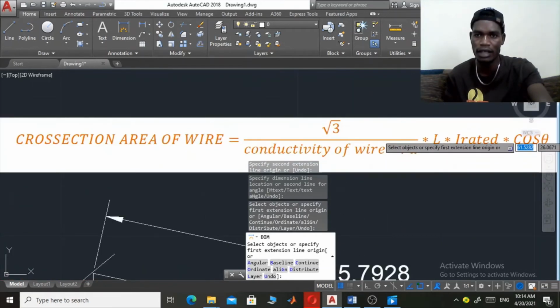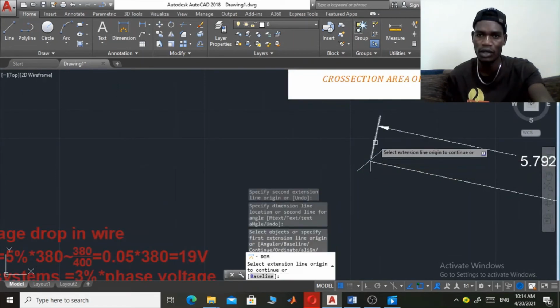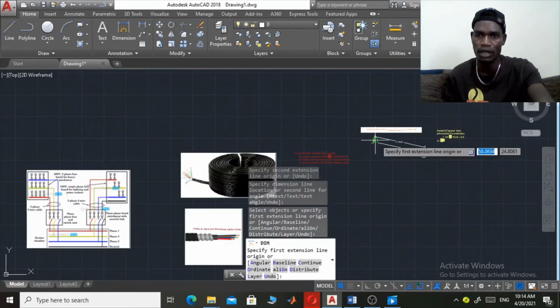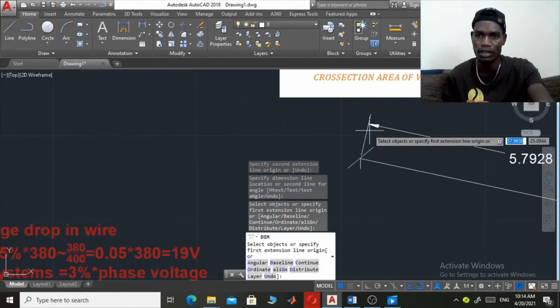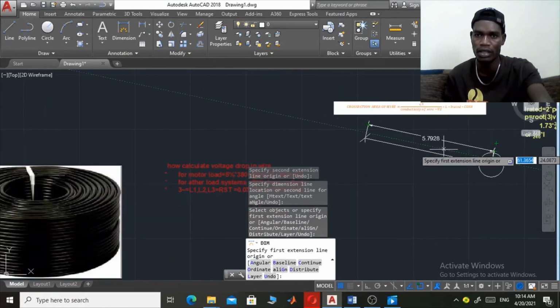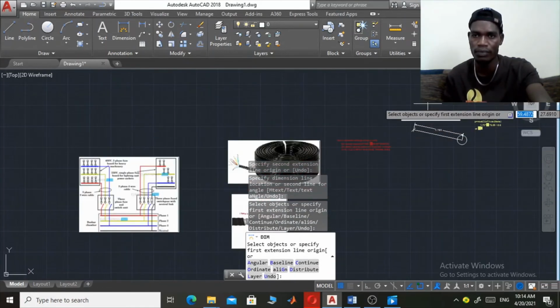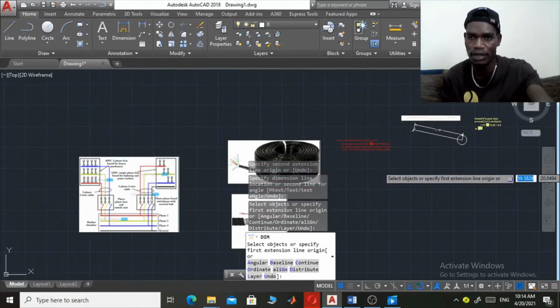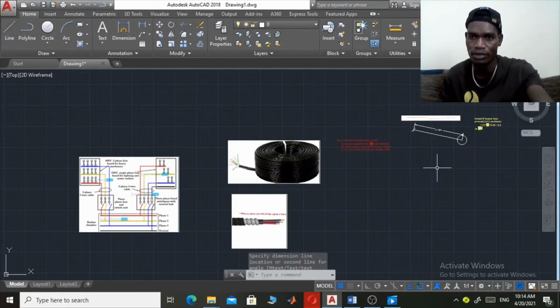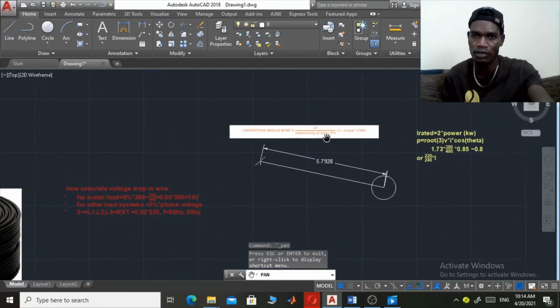This L indicates the length from the load center to the power distribution system or the power distribution area. Here the power is distributed from here, and the load center is here. So it is a very important thing you have to know. Length is a very important parameter you have to know in determining the cross-sectional area of a wire here.